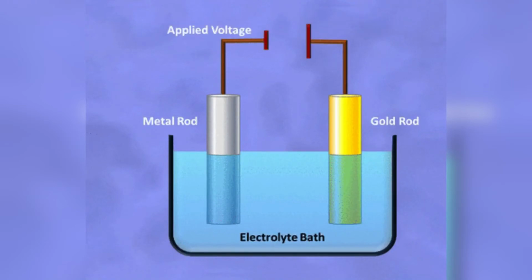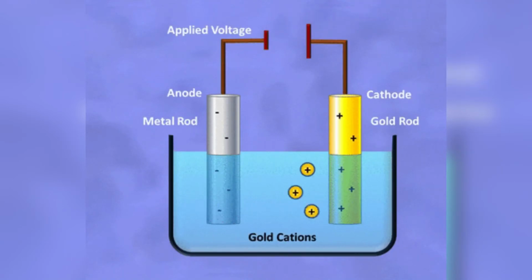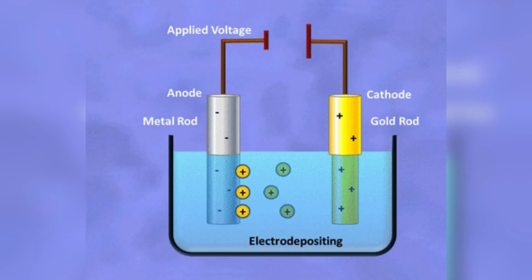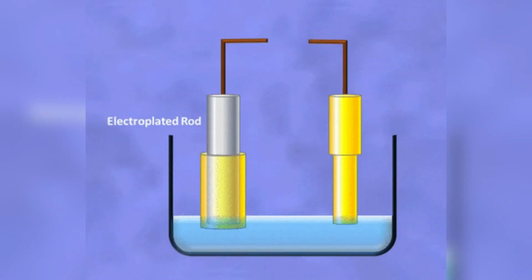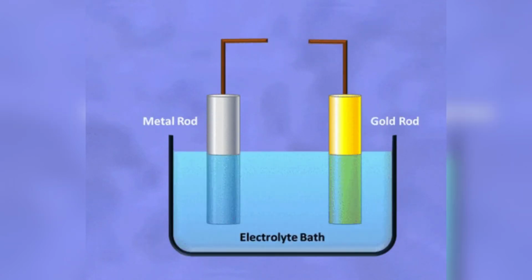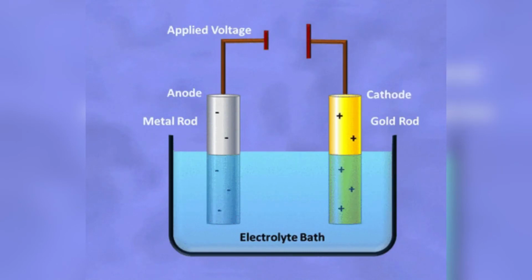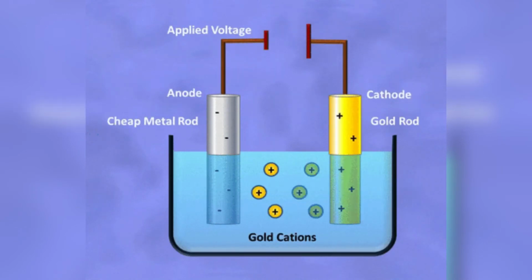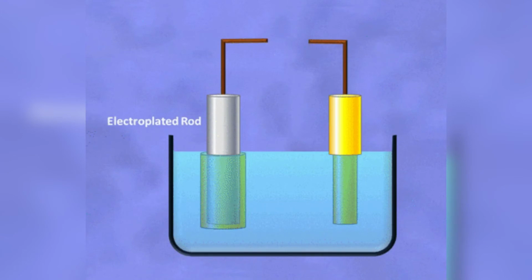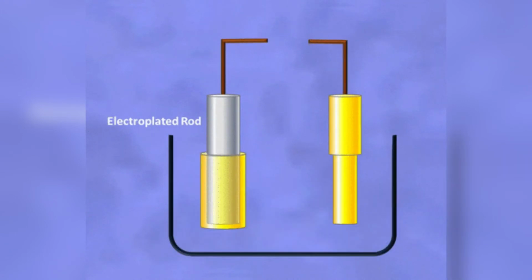Then we will see the fifth process, that is electroplating. In this process, a surface coating is provided by removing some amount of metal from one metal and adding it into other metal by chemical reaction.